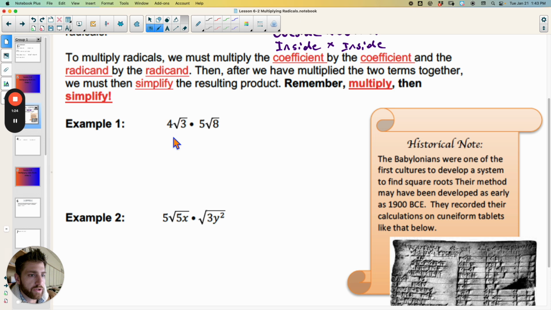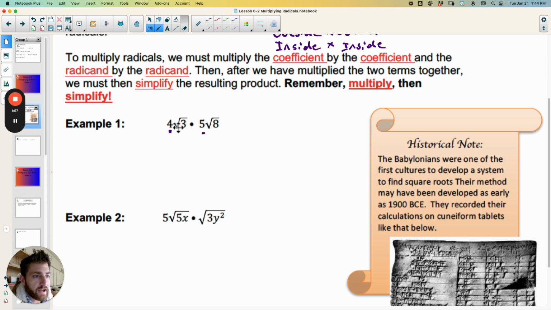So example 1 here, I've got 4 as the coefficient and 5 as a coefficient. So you can think of these radicals as like variables. So if it's the radical of 3 and a radical of 8, these are two different variables. It would be similar to calling this 4x times 5y, two totally different variables. I know that this is not x and this is not y, but it's similar to that, where you would just multiply the numbers on the outside and then multiply the numbers on the inside.